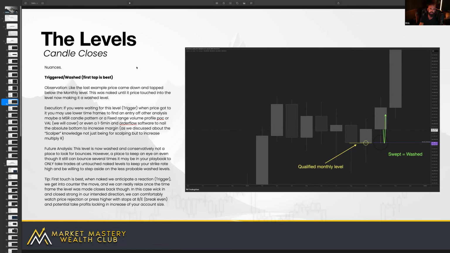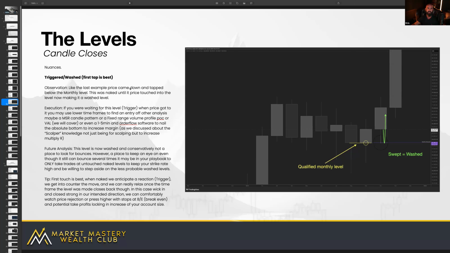And he said, when there's a fresh level and nothing's touched it before, I'll only take a trade when it hits that level, washes that level for the first time. And any time after that, I'm not interested in touching it. Doesn't matter if it bounces. And I didn't understand it, I just ignored it almost. And then years later, I was like, okay, that clicked. It's just about keeping your strike rate high. Okay, so first tap is best.